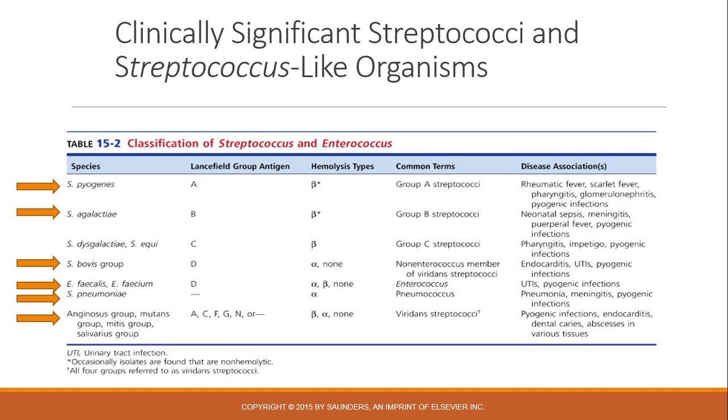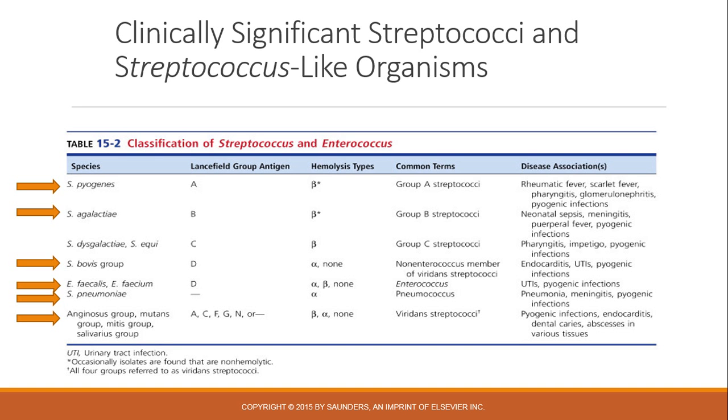Group B strep can cause neonatal sepsis. Remember we talked about Lim broth and screening pregnant women for group B strep. It's very important that we find out if pregnant women have this group B strep in their genital areas, because it will cross into the fetus and the newborn. It has a capsule, so it can cross the blood-brain barrier and cause meningitis.